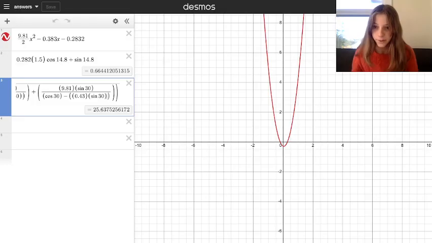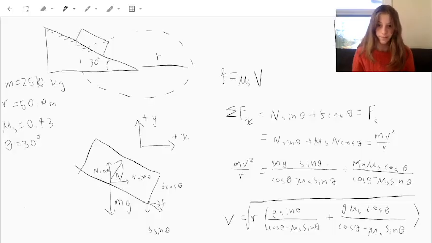So, 25.6, we can only have 2 significant figures. So we're going to round to 2 digits here. So that's going to be 25 and then 0.6 is going to round, so it's going to be 26 meters per second. So our max speed is equal to 26 meters per second. There we go.